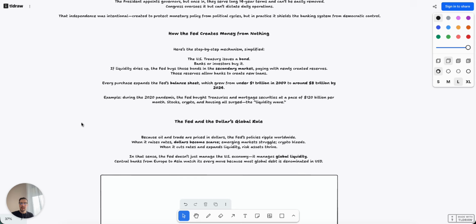So the Fed and the dollar's global role, so to speak. Because oil and international trade are priced in dollars, the Fed's policies ripple worldwide. When it raises the rates, the dollar becomes scarce, emerging markets struggle, and crypto bleeds. Okay? When it cuts the rates and expands liquidity, risk assets thrive. And this is exactly what you're seeing right now.